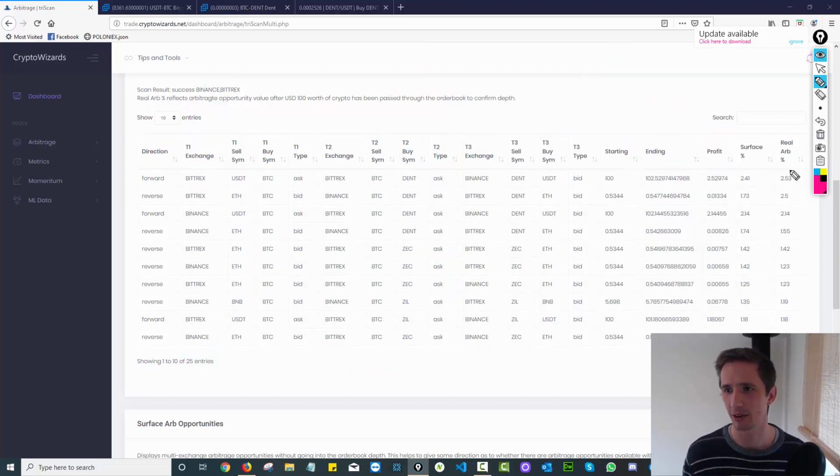Now, one of the things I want to point out off the bat is 2.53%. This is the percentage that the tool then went to try and trade with $100 worth of crypto, so pretend traded it, to make sure there was enough order book depth. So whenever I'm looking at this, I'm looking at the real ARB rate over here against the surface rate. Now, ironically here, the real ARB rate is actually higher. That's going to be because of timing in the algorithm running and prices moving.